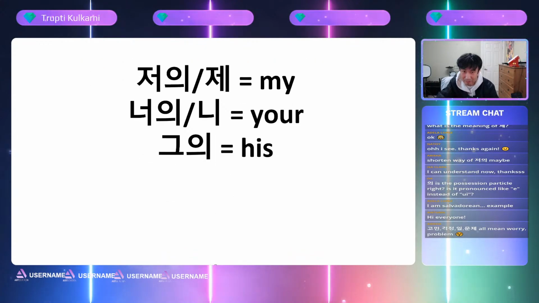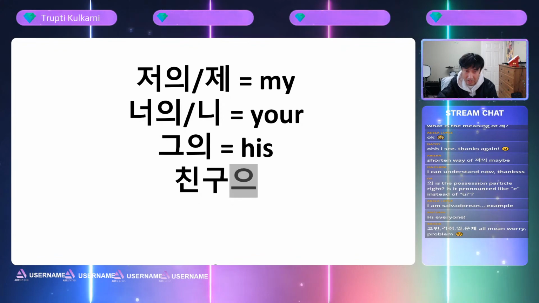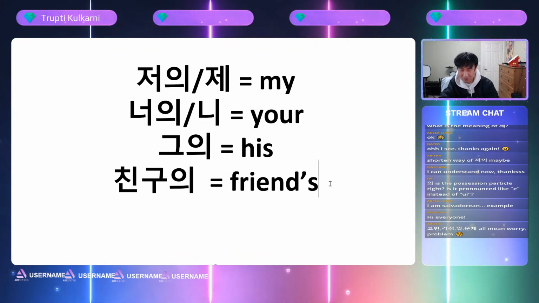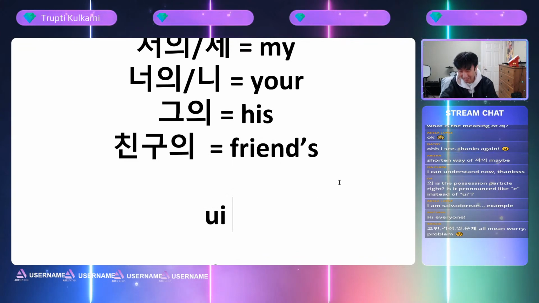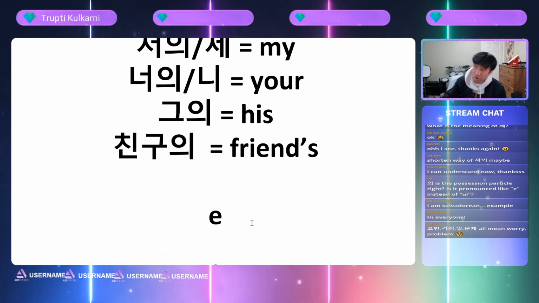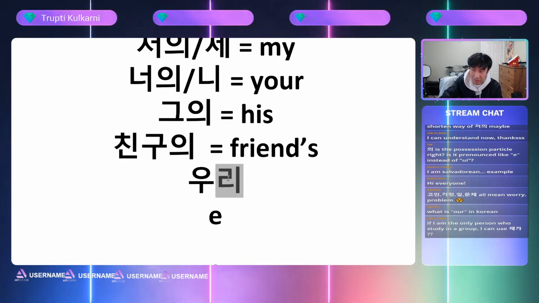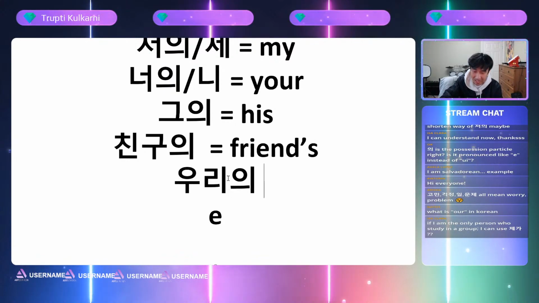If you say 친구의, it's friend's. But yeah, although this one is supposed to be pronounced like 의, it's pronounced as just 에. 우리 is we, so we say 우리의 is our.